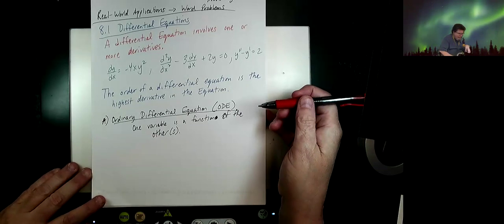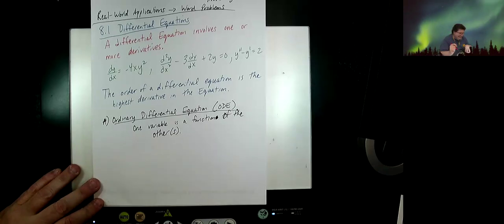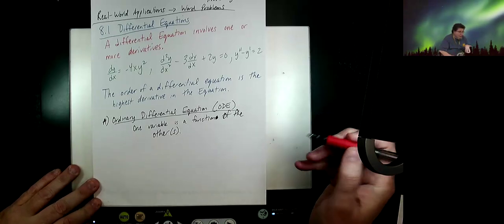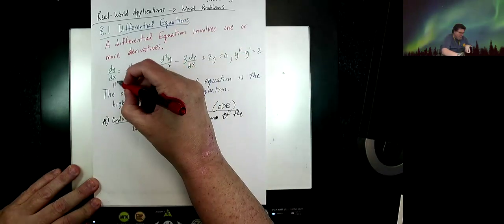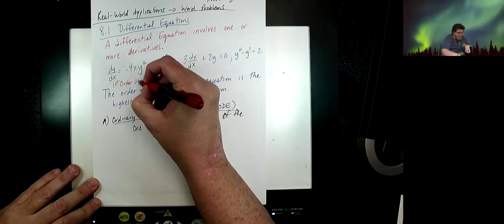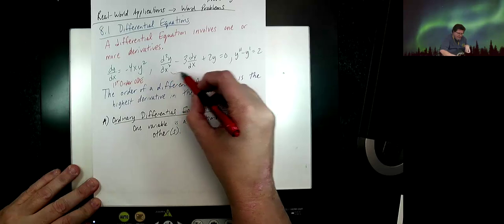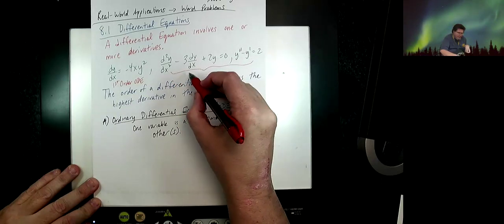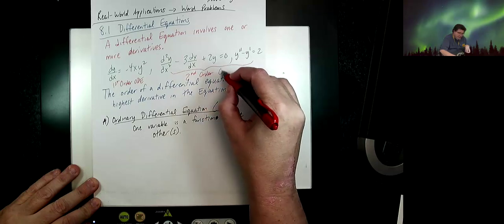Before I go on to B, now that I've identified these as ordinary differential equations or ODEs, we can go back up and look at the orders of the ones that are above. This is a first order ODE. And both of these have a second derivative. They are second order ODEs.